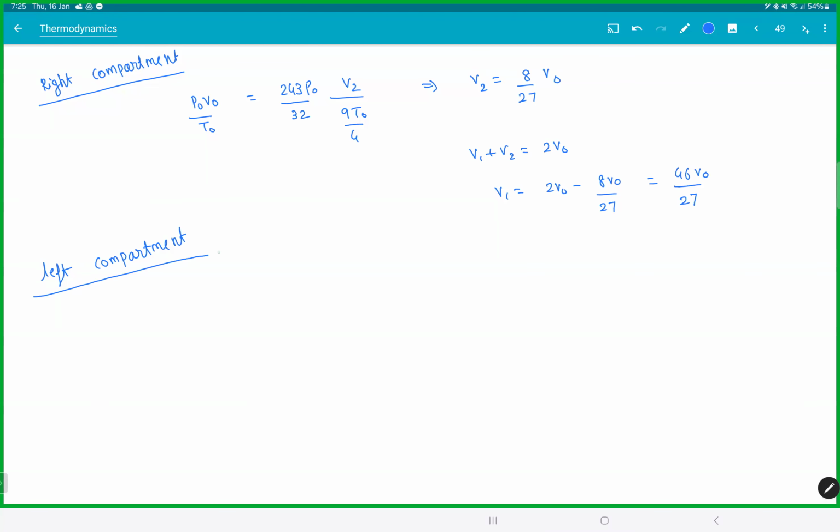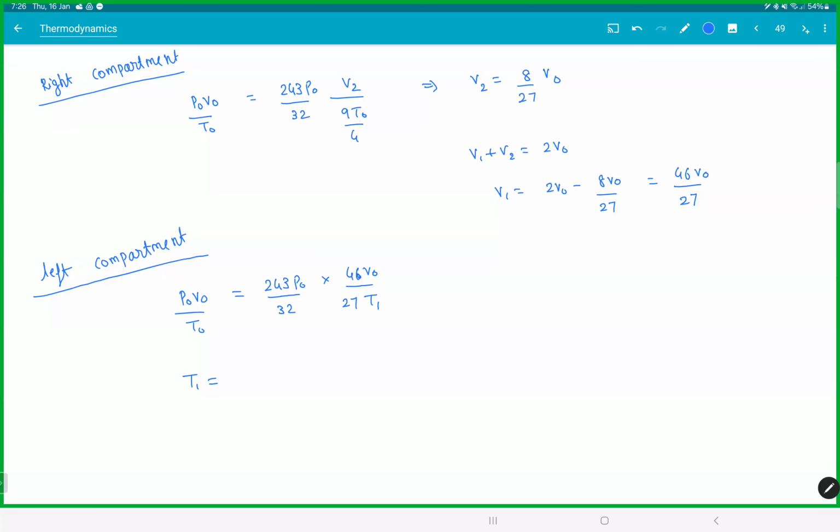Again, I can use mole conservation. P naught V naught by T naught. The pressure is same, 243 P naught by 32. Volume is 46 V naught by 27, and this is T1. There, solve this, I'll get T1 from here. Is this clear, everyone? 414 by 32, yeah? Check, the numbers don't look that great, but you got it. Clear? There I found T1, T2.